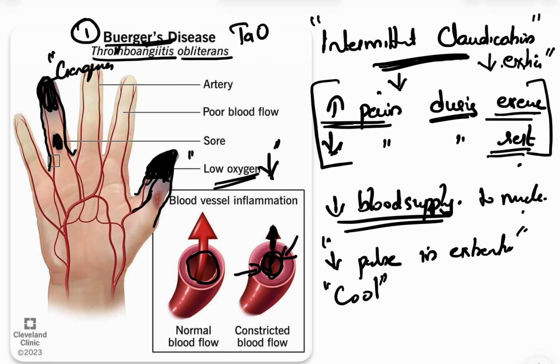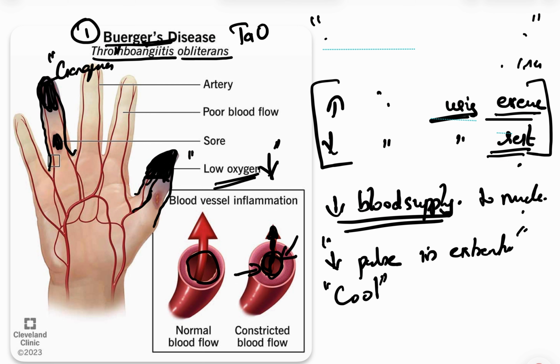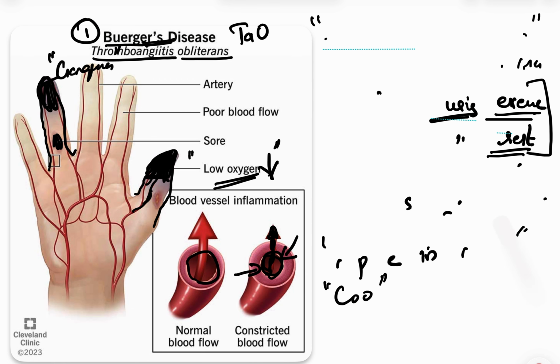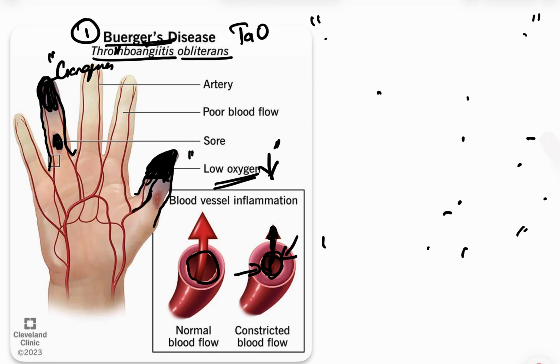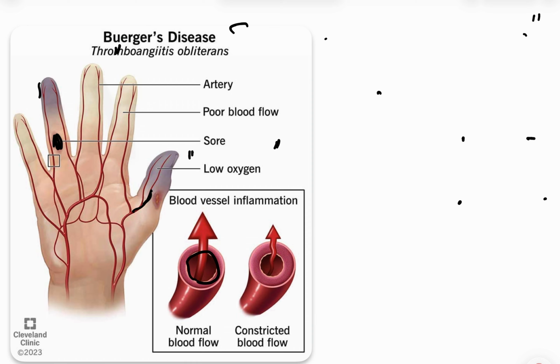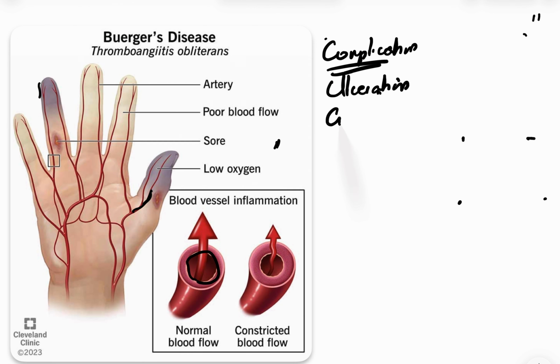So the most important thing to remember here is that Buergers disease is a vasculitis, or inflammatory disease condition. Inflammation of the blood vessels results in Buergers disease, and intermittent claudication is also seen. Buergers disease is also known as TAO or thromboangiitis obliterans. The complications of Buergers disease can be ulceration or gangrene. The patient may even lose part of the extremities because of the gangrene. Okay, so these are the complications of Buergers disease.